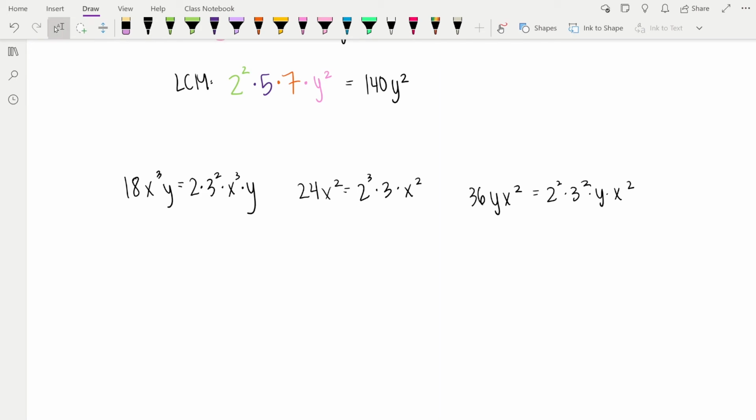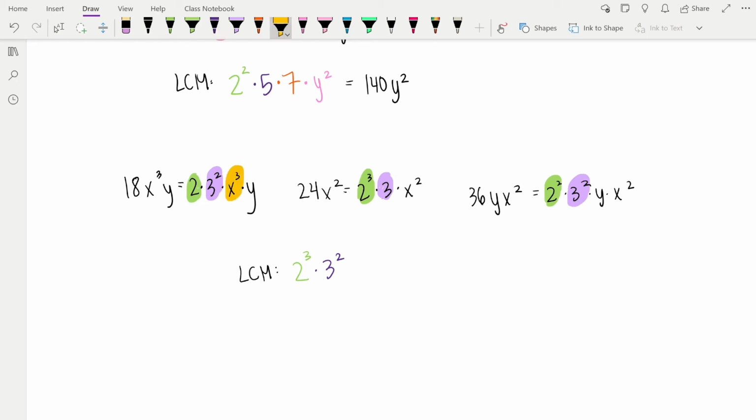Okay, so if we look across all of these, there are 2's and 3's and x's and y's. So for the least common multiple, I'll need one of each of those, starting with the 2's. Here there's just 1. Here there are 3 2's, and here there are 2. So I have to take the most number that I need. I need to take all 3 of those. I need 2 cubed. We have our 3's, that's 3 squared. Here's just 1 3, and here's a 3 squared. So the most I ever have is 3 squared. I need all of them.